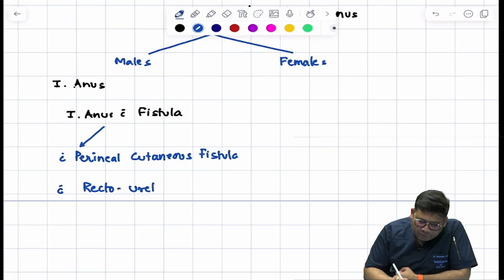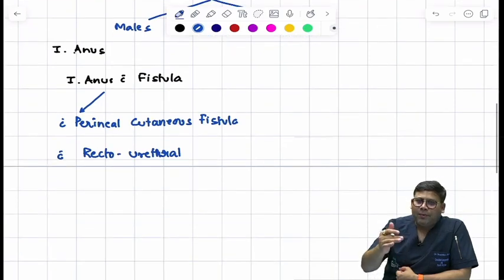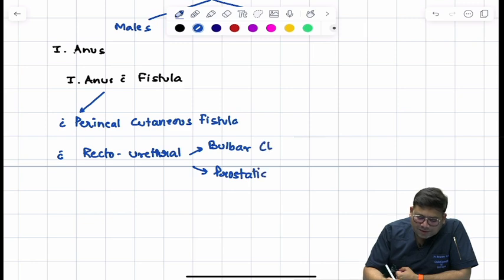The second is imperforate anus with rectourethral fistula. Here we have two types of rectourethral: the bulbar urethral and the prostatic urethral. It depends upon where it is. So, it could be the bulbar, or it could be the prostatic. Now, what is the classical difference between the bulbar and the prostatic? The bulbar is a low type, and the prostatic variety is a high type.